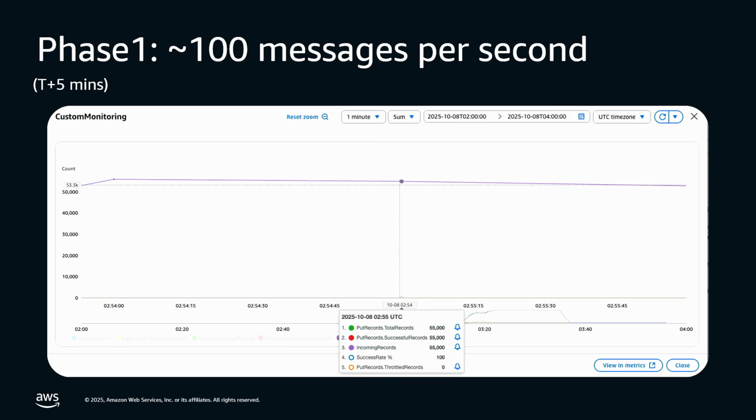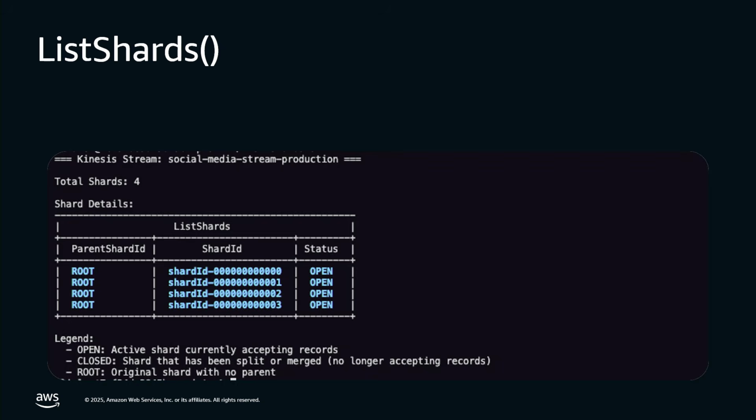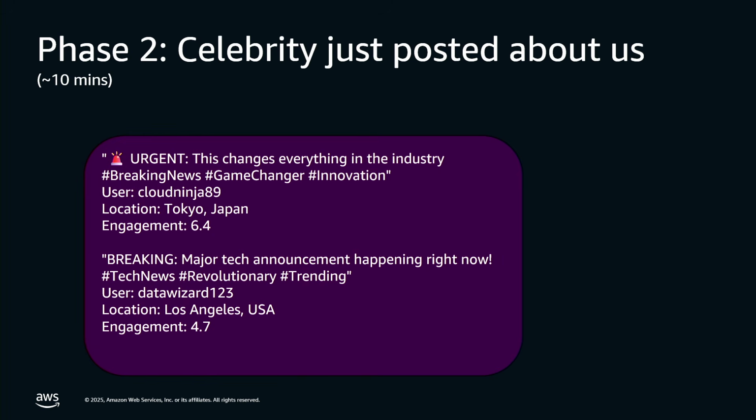So this is phase one after the initial launch. We're seeing about 100 messages a second, nice and easy to handle, nothing too bad. We're well scaled for this particular load. And I'll just show you here the results of a list shards API call. You can see we've got 4 shards open. Everything's going great. Now our celebrity picks us up, and their followers are alerted to this launch.